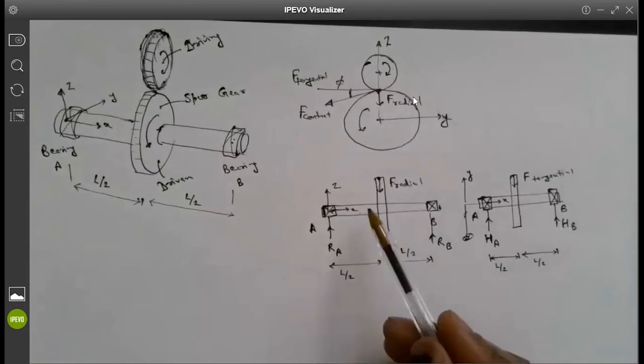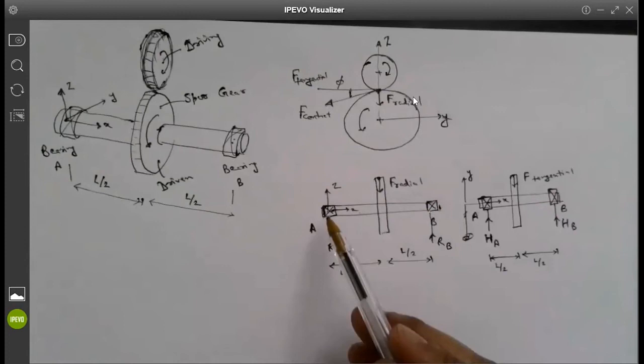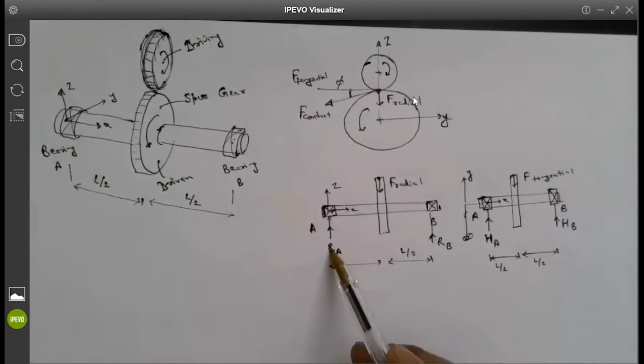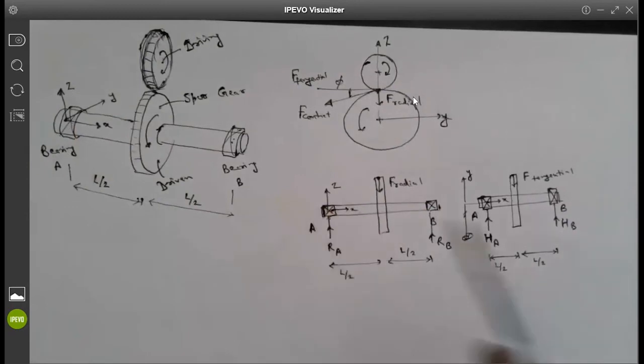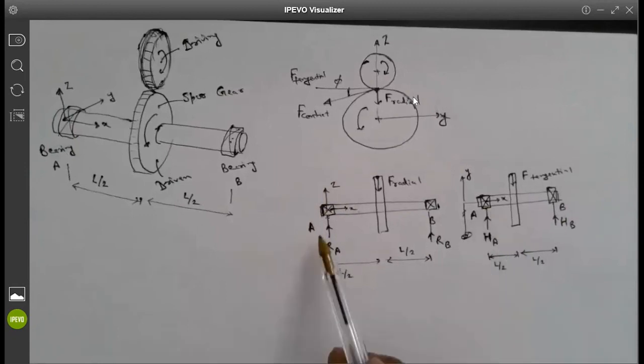So if you guys now are getting this whole schematic, then basically what you need to do is find out those reactions at the bearing locations A and B. So this is the XZ plane. I have the same bearing A. In the XZ plane, I got reaction force RA acting in the Z direction. And on the XY plane, I got reaction force represented by H subscript A at the bearing location. And you know how to calculate this.